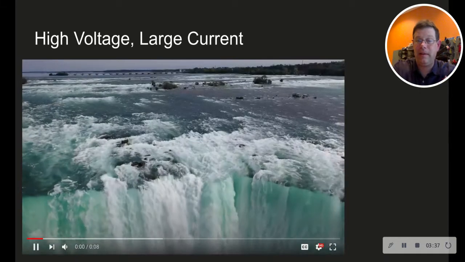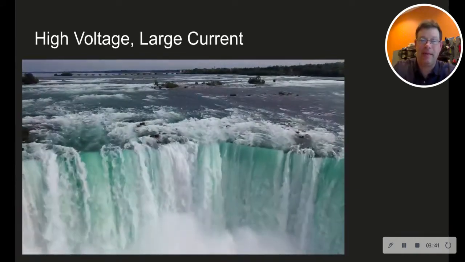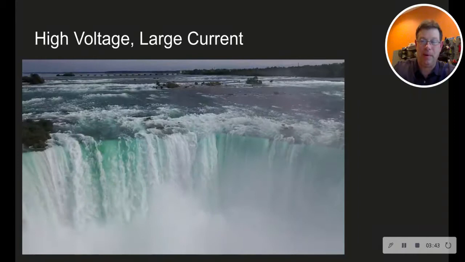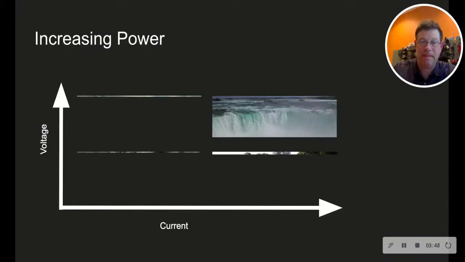Finally, here is Niagara Falls, shot from a drone. You can see a very high voltage, large current waterfall. So this is lots of batteries stacked very high.